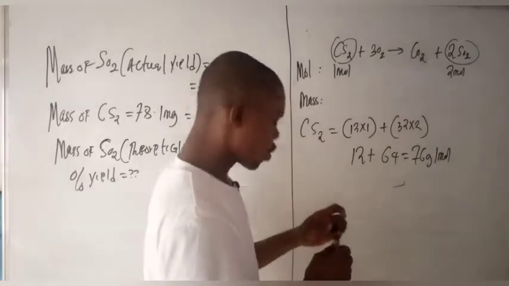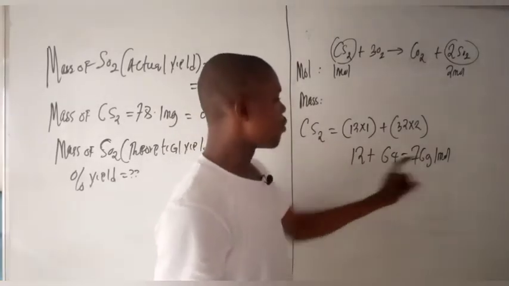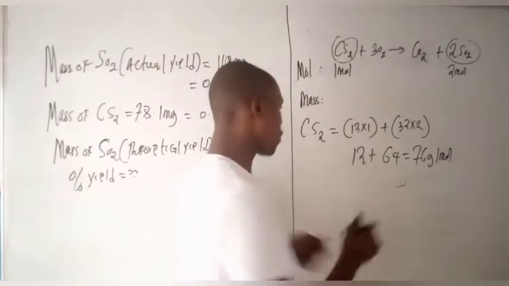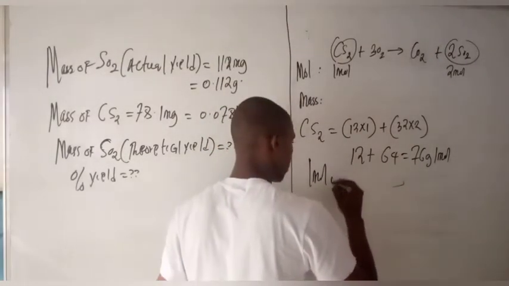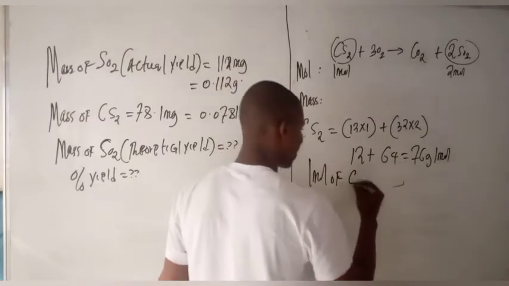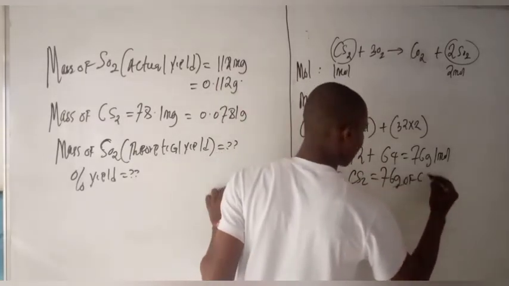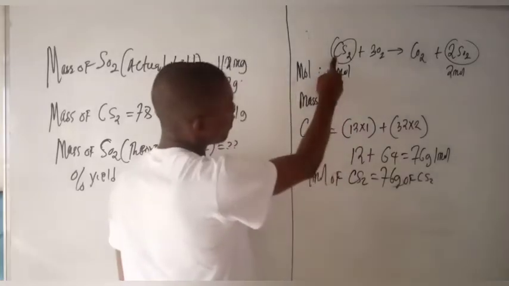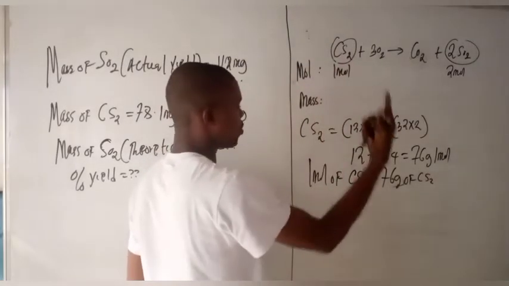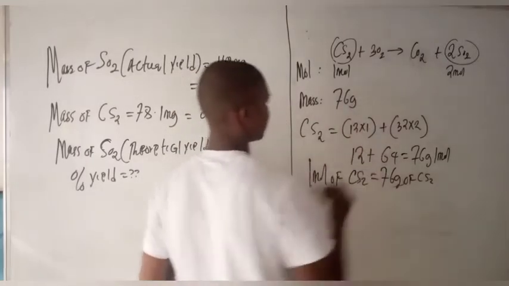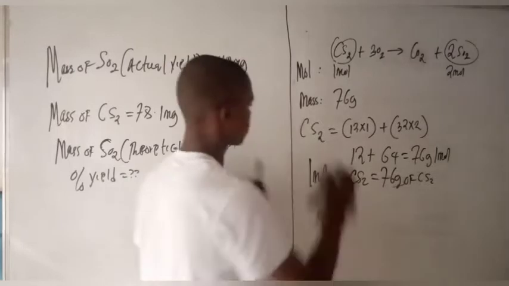So what do you mean? It means that for every 1 mole of carbon disulfide, you have 76 grams. So for 1 mole of carbon disulfide, CS2, I have 76 grams of carbon disulfide. So how many moles do you have here? Here we have 1 mole. So 1 times 76, here I have 76 grams.